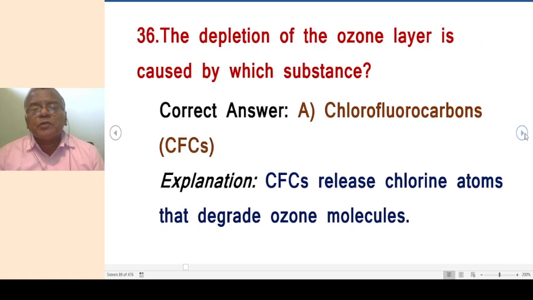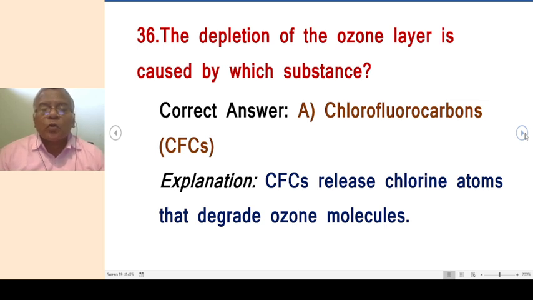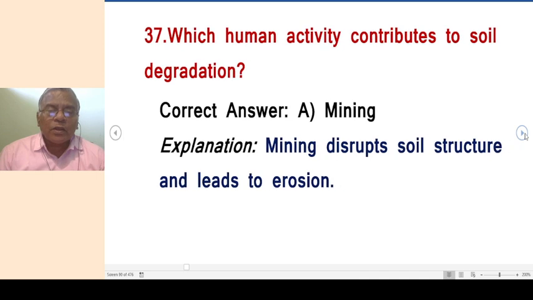The depletion of the ozone layer is caused by which substance? That is chlorofluorocarbons, CFCs it is called, chlorofluorocarbons, CFCs. CFCs release chlorine atoms that degrade ozone molecules. Which human activity contributes to soil degradation? That is mining. Mining disrupts the soil structure and leads to erosion.